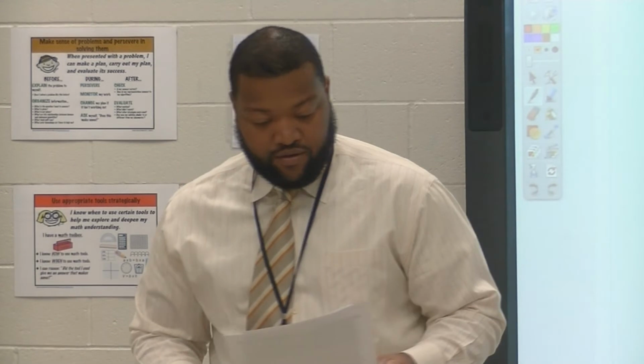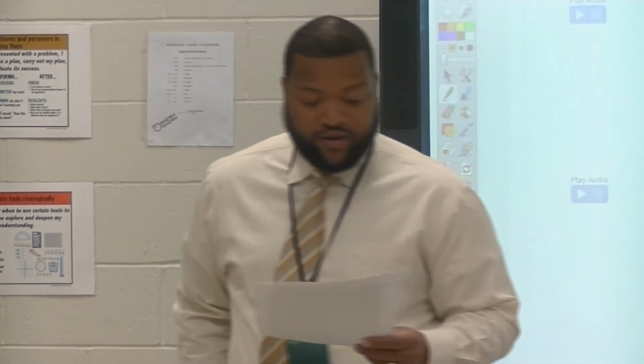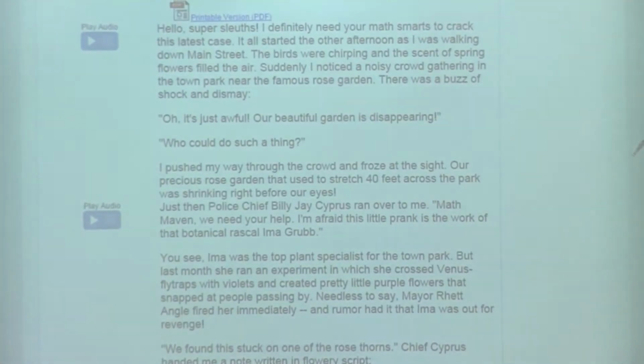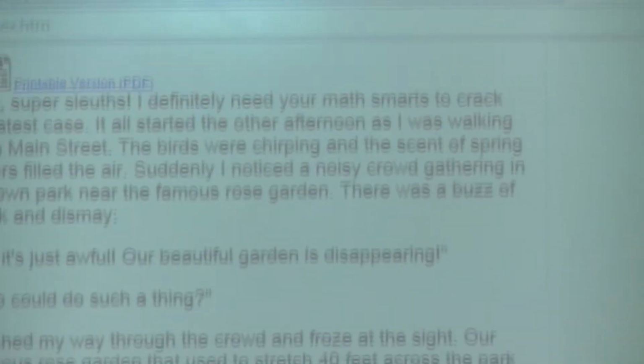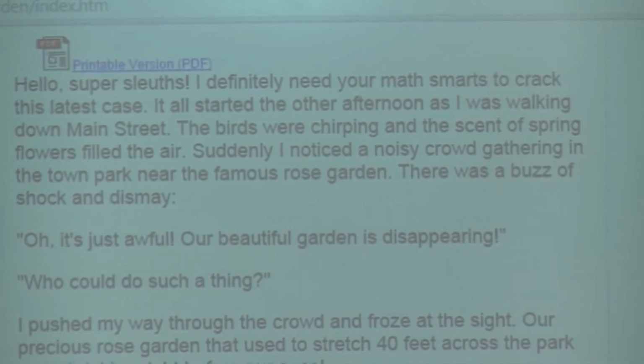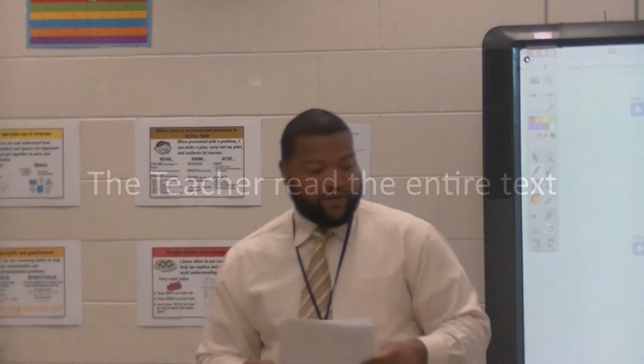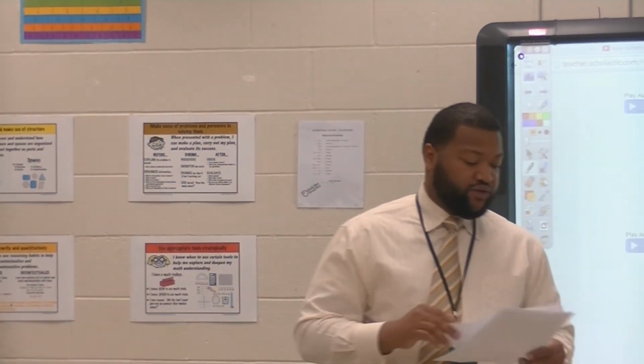Pencil down. All right. The case of the incredible shrinking garden. Hello, Super Sleuths. I definitely need your math smarts to crack this latest case. It all started that other afternoon as I was walking down Main Street. The birds were chirping and the scent of spring flowers filled the air. All right. Flip to the last page of the book. Last page.